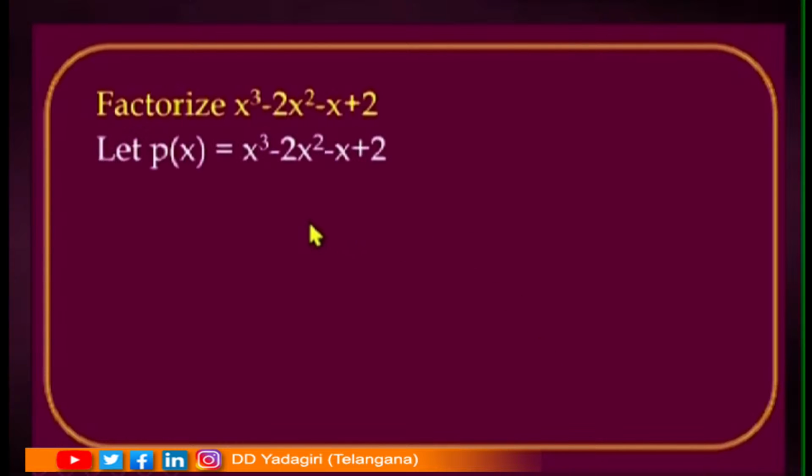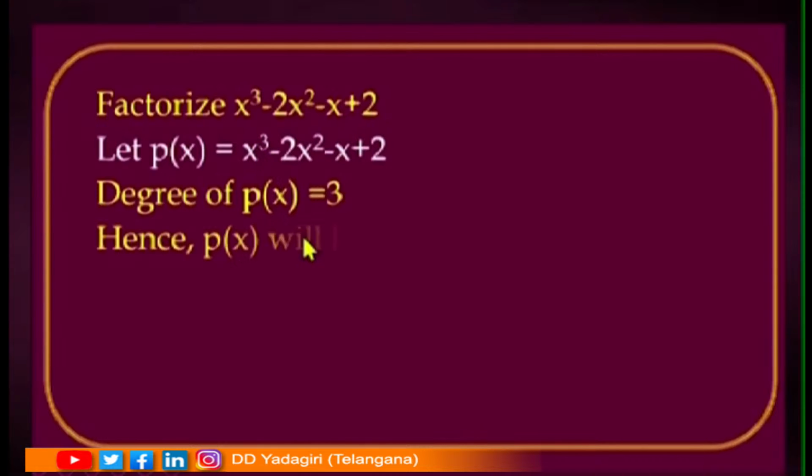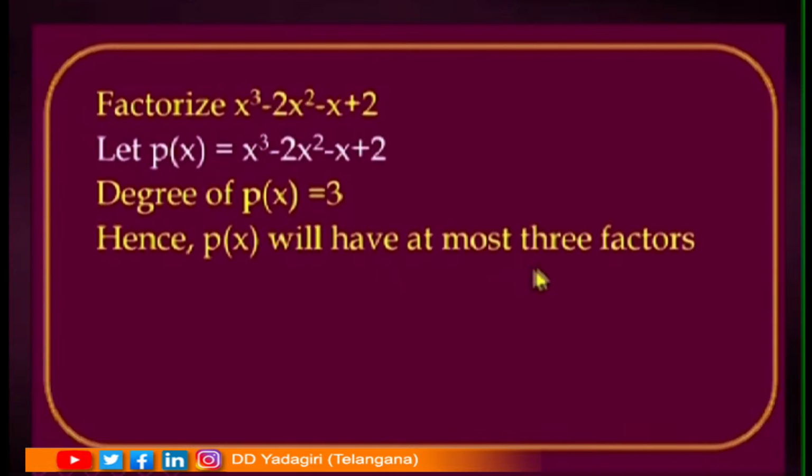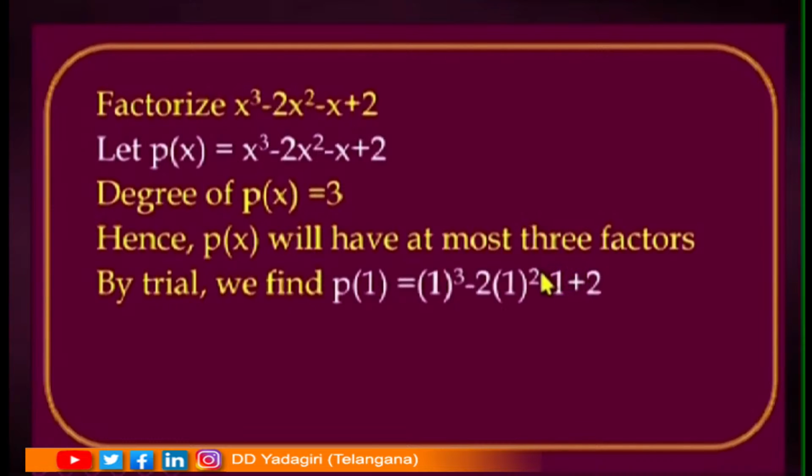So you take this as p of x, x cube minus 2x square minus x plus 2. So the degree of p of x is 3 because you have x cube here. So p of x has at most 3 factors. First of all, you try to find one of the solutions. So you are going to use a trial method. You take one value of x.